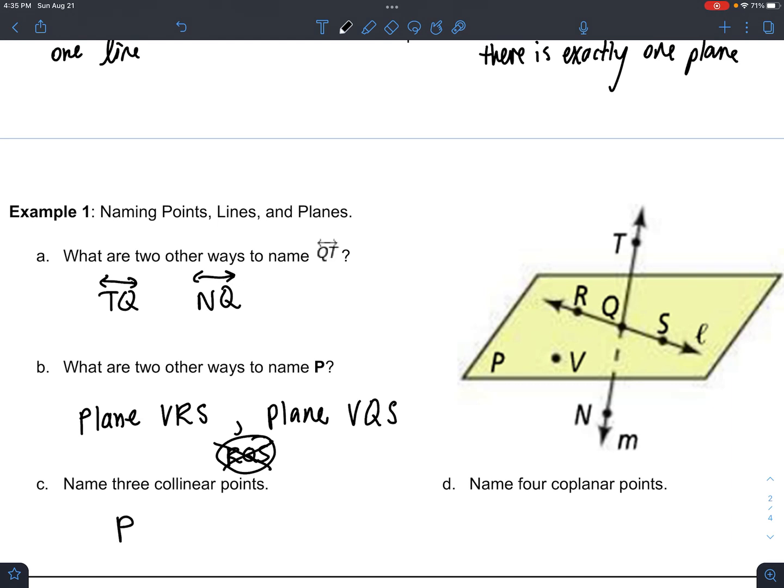Collinear points, so any points that are on a line. The first one I saw, the first triple was R, Q, and S. And for coplanar points, were kind of the ones that were on plane P. And they all are coplanar because they rest in the same plane.